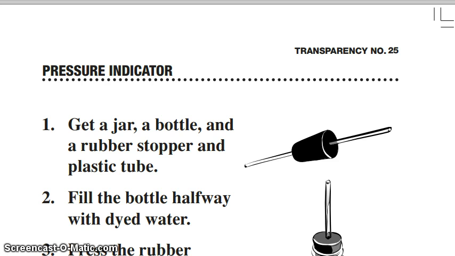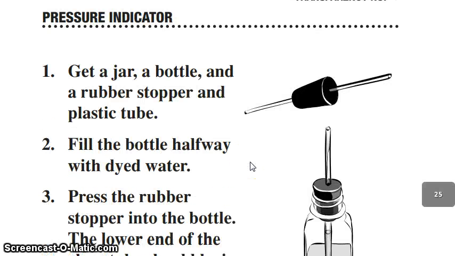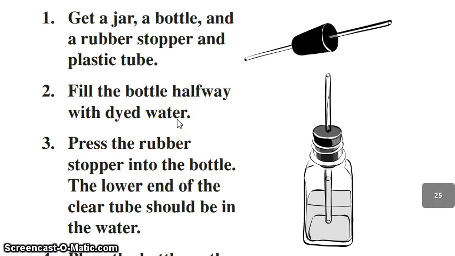Some of the labs that we were going to be doing, the first one is going to be looking at air pressure, and we're going to set up a plastic bottle and a glass jar with a rubber stopper and a plastic tube inside of it. And right here it gives us the instructions for setting that up.